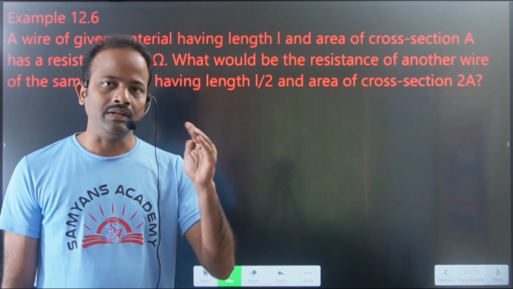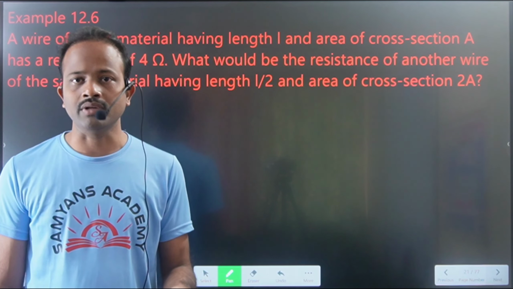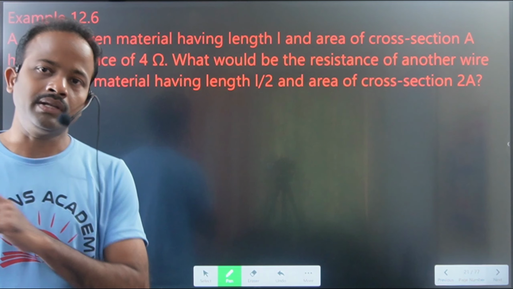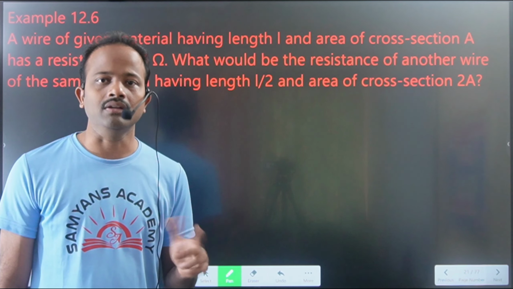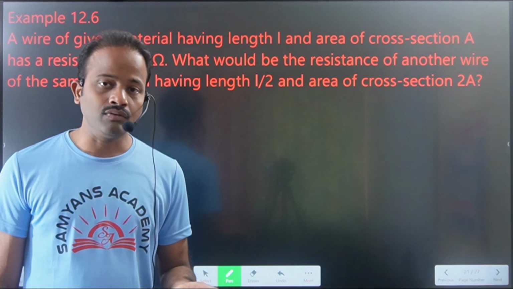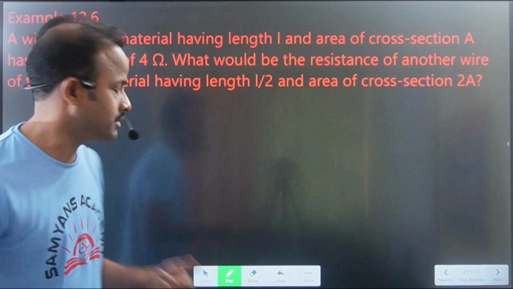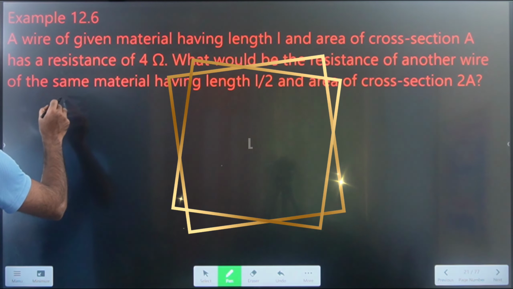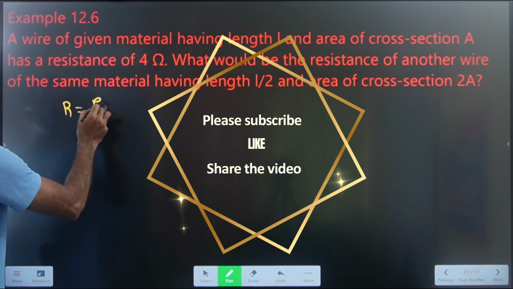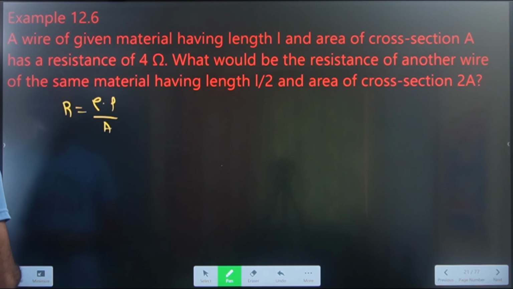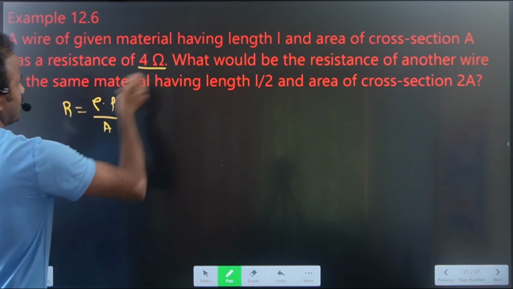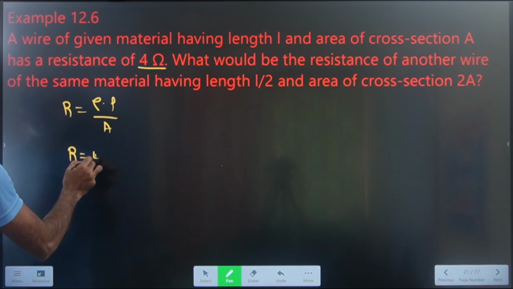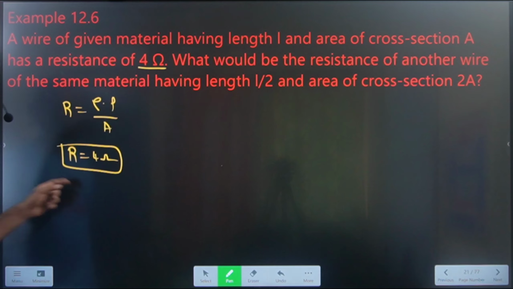So in that wire the length becomes half and area becomes 2 times. Then what would be the resistance of the new wire? Okay, here the material of the wire is the same. You are changing the length and area only. Then how do you calculate the resistance of the new wire? So in this way we can calculate. We already have the formula R equals rho into L by A. The wire with length L and area A has a resistance of 4 ohm. R value is 4 ohm. This is the resistance of that wire.